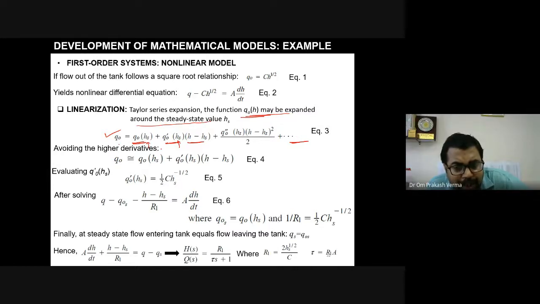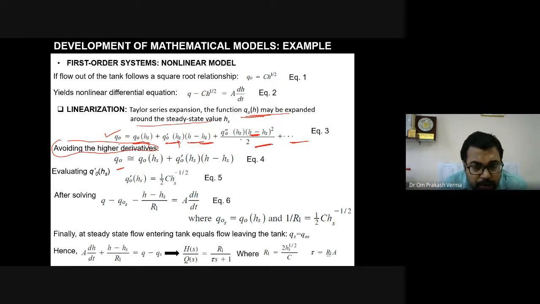So now we can write this equation Q naught is equal to, if you are avoiding the higher derivative terms. Why are we avoiding them? Because there is a perturbation, a change, in H minus Hs, and this value is very small, and its square tends to zero. The root of a small value is always small, but it is smaller than this value, and there is no significance of this value.